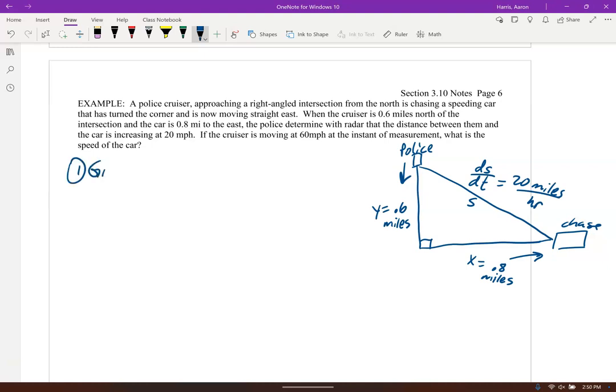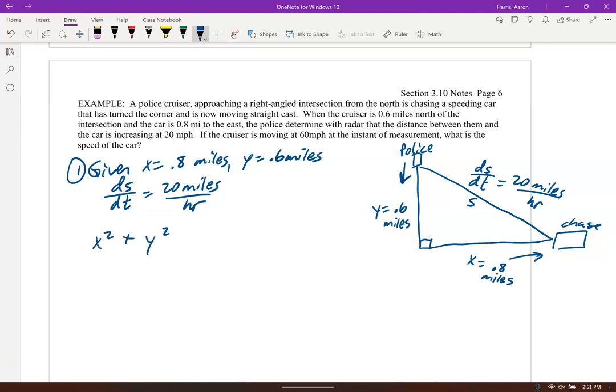So we're given x is 0.8 miles, y is 0.6 miles, and the distance between them is changing at 20 miles per hour as they both move. Okay. So what do we have? Well, Pythagorean theorem, x squared plus y squared equals s squared. I'm going to take the derivative with respect to time.